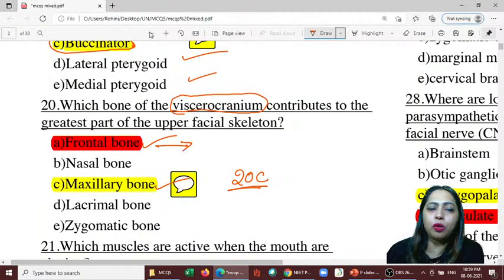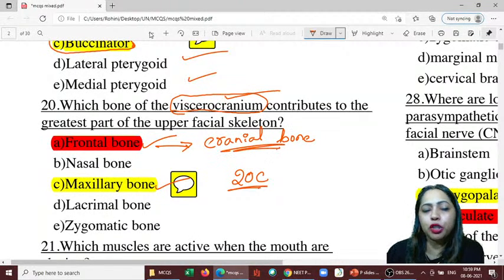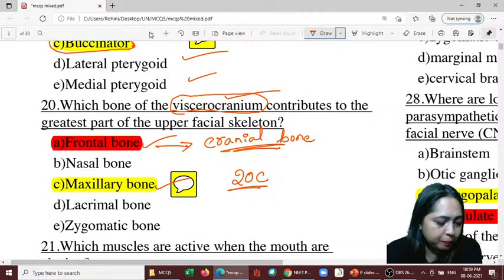Because frontal bone also is part of the cranial bone. So it does not contribute 100% to viscerocranium. That's why.